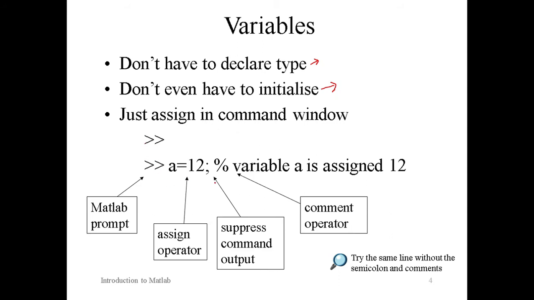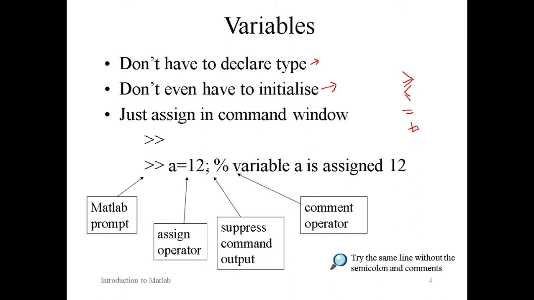Let's take an example where we have written a is equal to 12 semicolon, percentage, variable a is assigned 12. Now what is each thing in the command window? a is our variable, and we are giving it the value 12. It means we now have one variable having the value 12. We have used the operator equal to. We can also use greater than, less than, greater than or equal to, less than or equal to, not equal to.